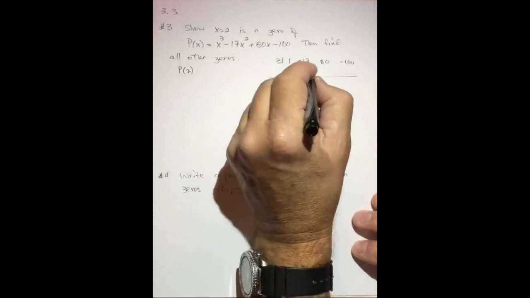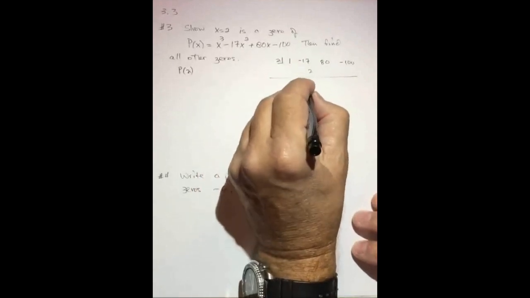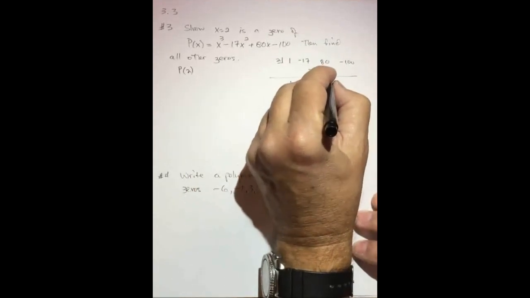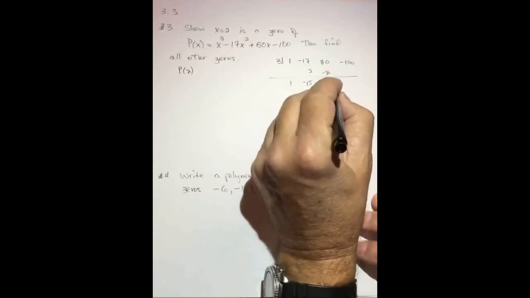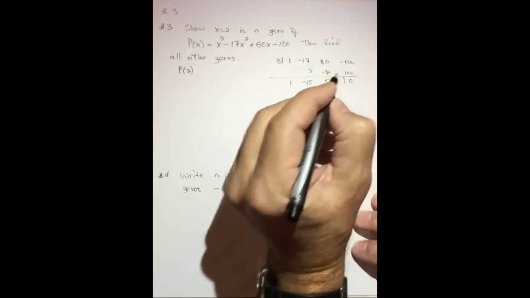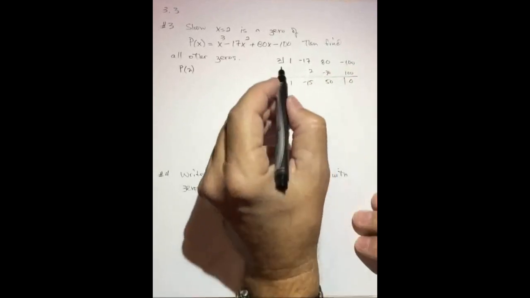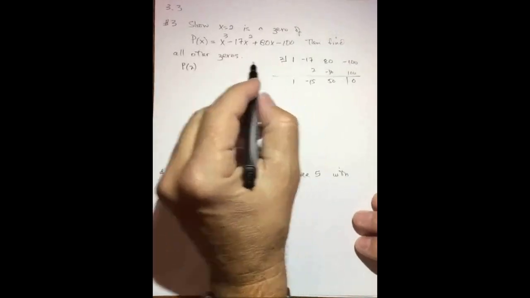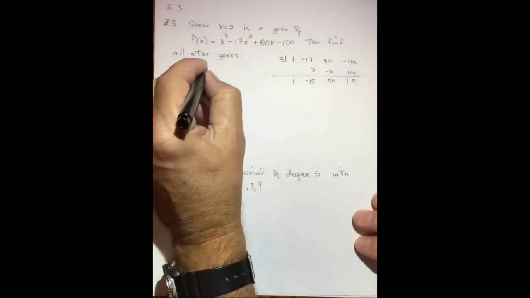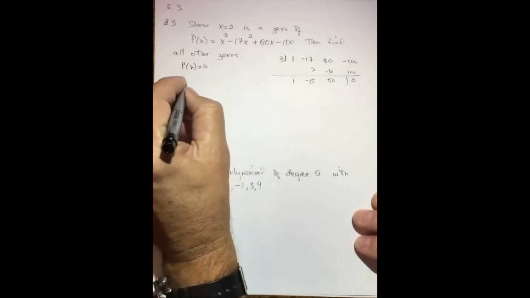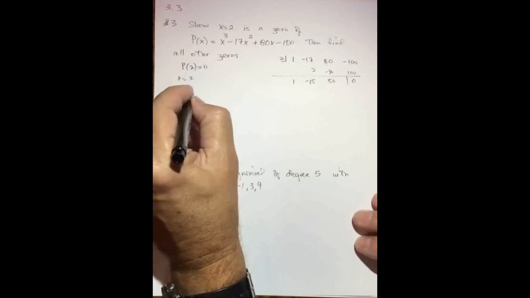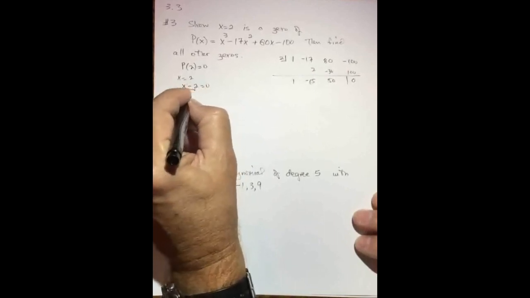Bring the 1 down. 2 times 1 is 2. Now I add and get minus 15. 2 times minus 15 is minus 30. I add and get 50. 2 times 50 is 100. 0. A remainder of 0 means 2 is a 0 of that polynomial. So that means x equals 2 is a 0. Now if I bring the 2 over, that means x minus 2 is a factor.